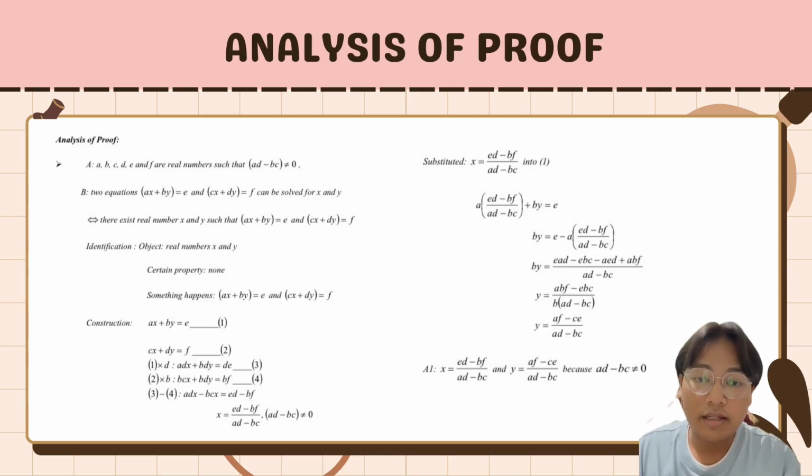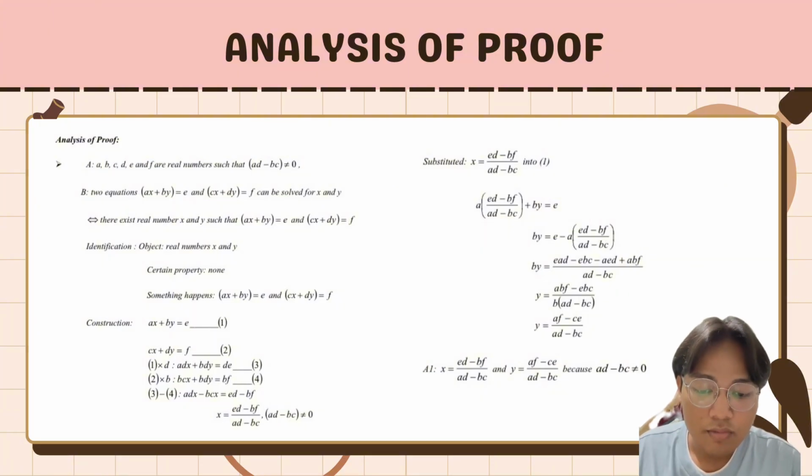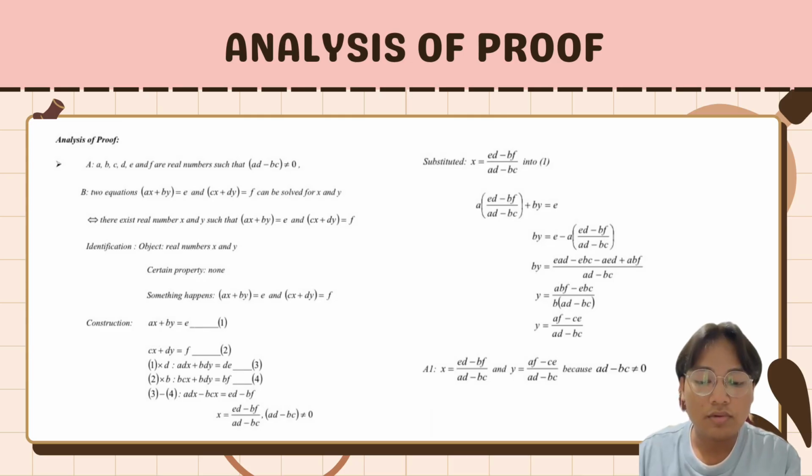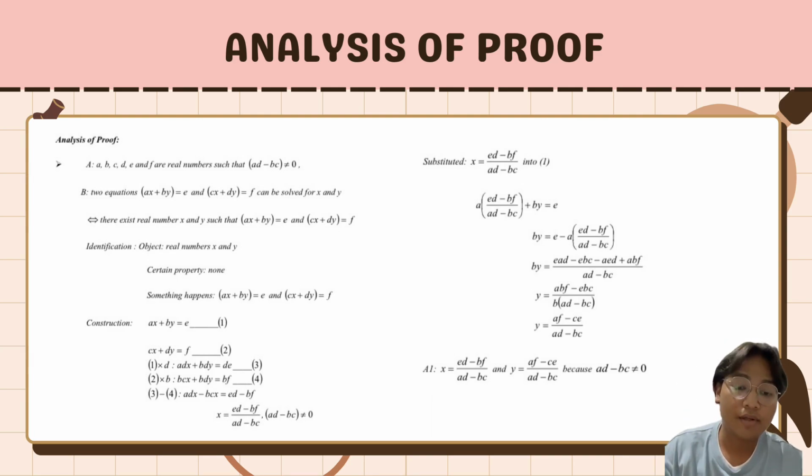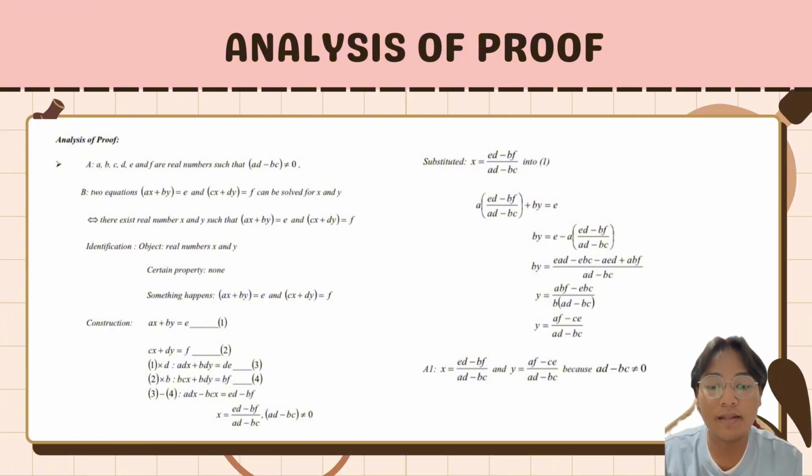After we get the X, we substitute the X into our first equation and solve it until we get Y equals AF minus CE over AD minus BC. After we get X and Y, we can write A1: X equals ED minus BF over AD minus BC, and Y equals AF minus CE over AD minus BC, because AD minus BC is not equal to 0.